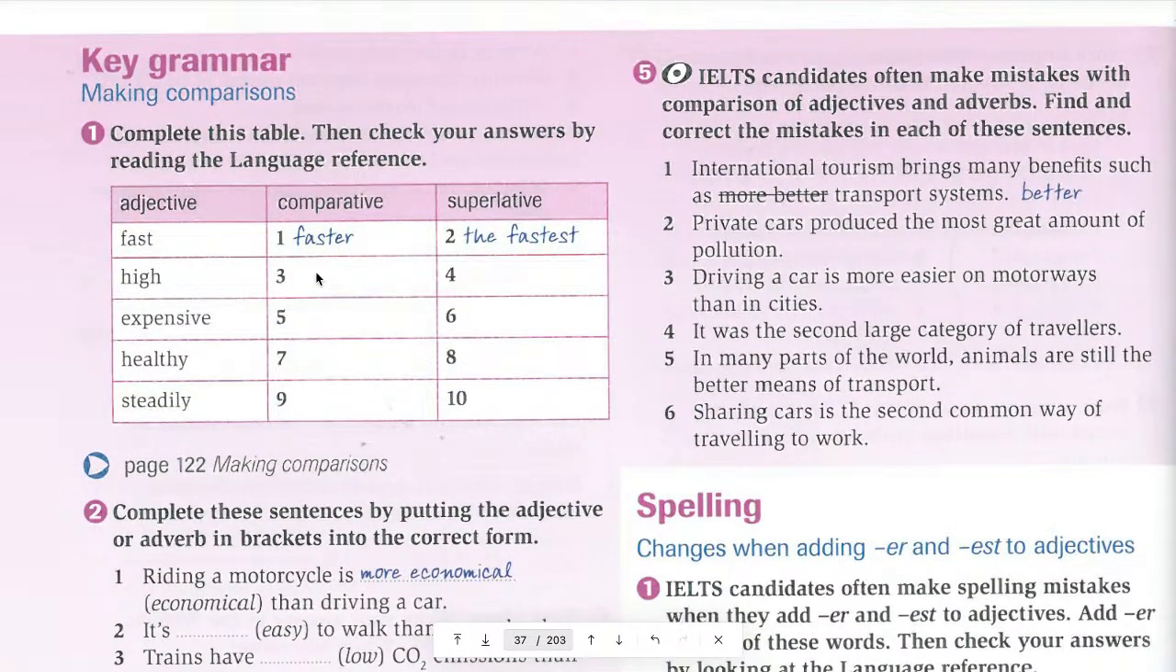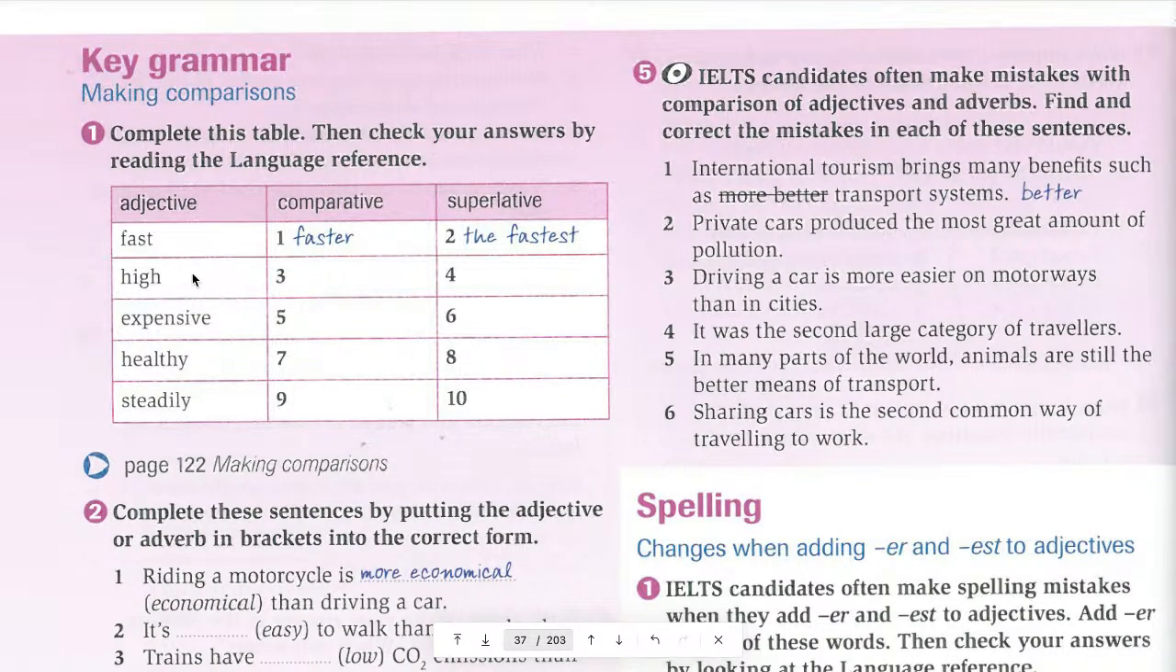Alright, key grammar, making comparisons. 1. Complete this table, then check your answers by reading the language reference. Have you finished? Yes? Okay. So, for example, the first column, we have adjective, fast. Comparative, we have faster. Superlative, we have the fastest, right?